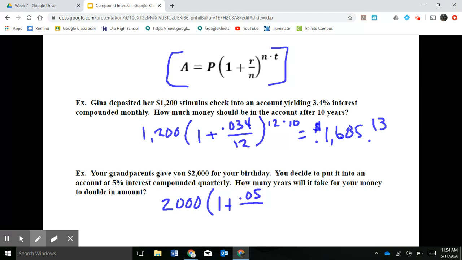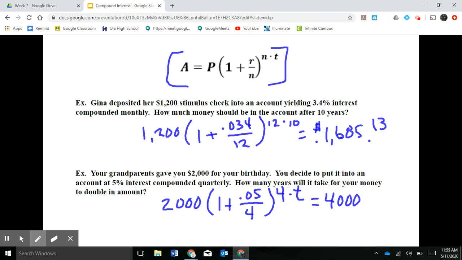Compounded quarterly, so there's 4 quarters. What they don't give us is the T. They don't give us the time. That's what you're going to have to play with until you double the money. So double 2,000 is 4,000. Just like with growth and decay, you guess and check until you get above and below 4,000.